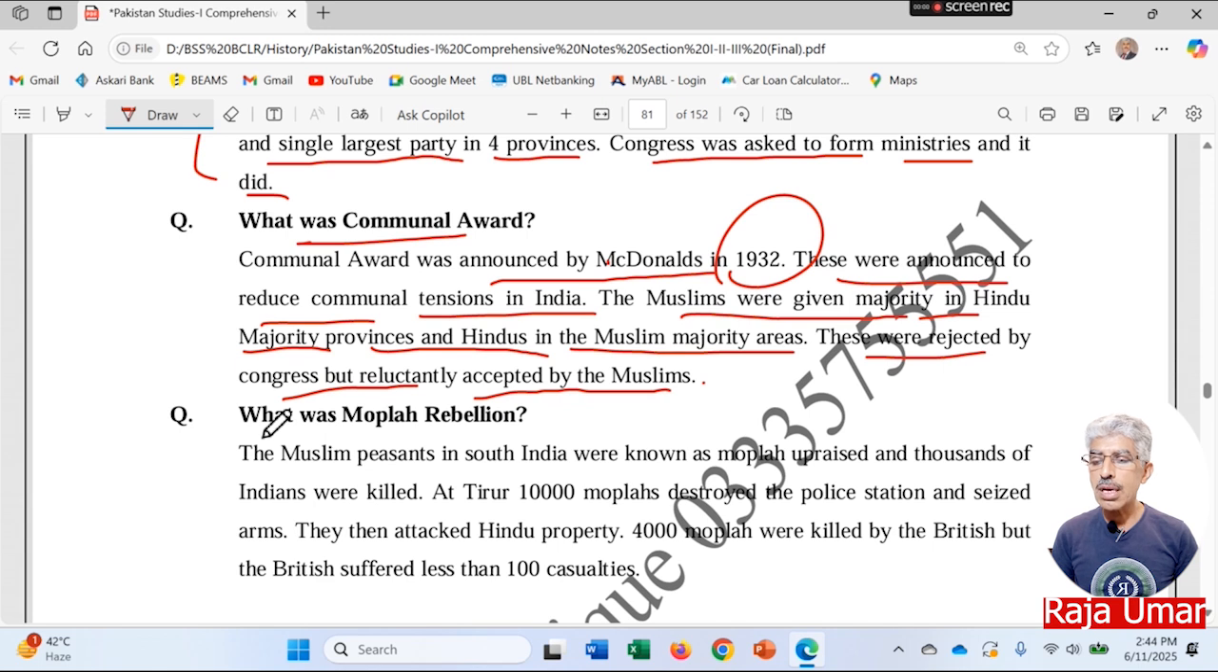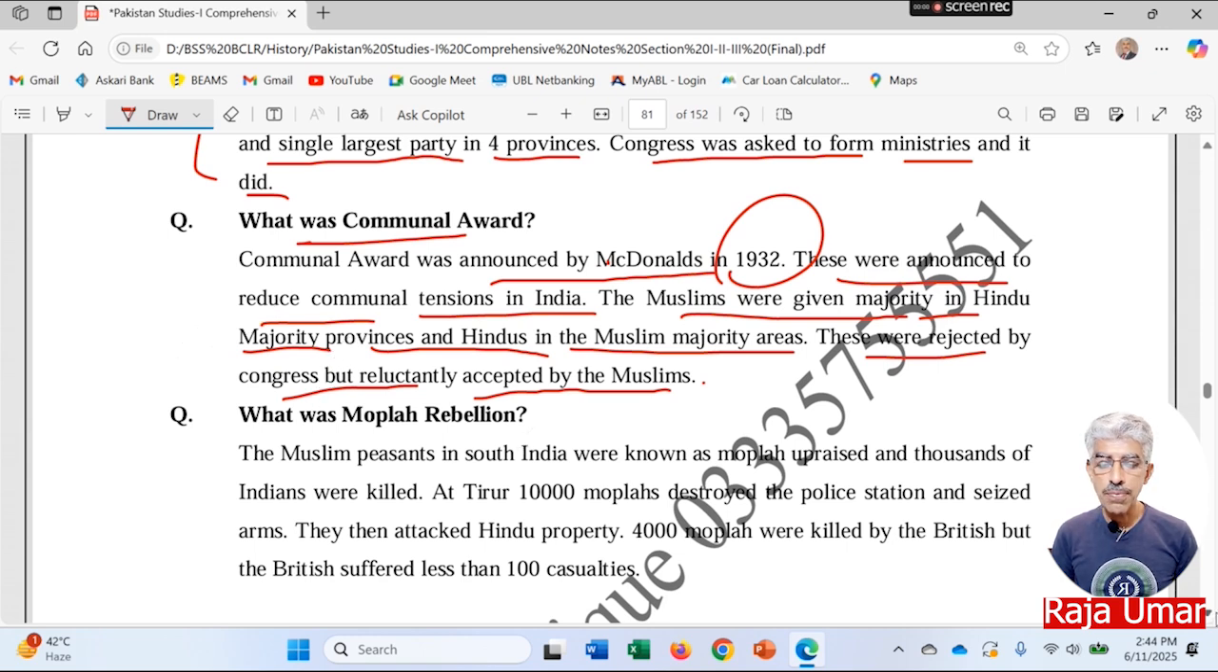So as Muslims were getting some majority in the Hindu majority areas, they were getting more seats over there in the Hindu majority areas. So that was something positive for them. That's why they accepted, but they were losing their majority in their own majority areas.